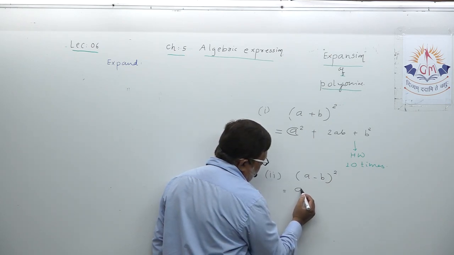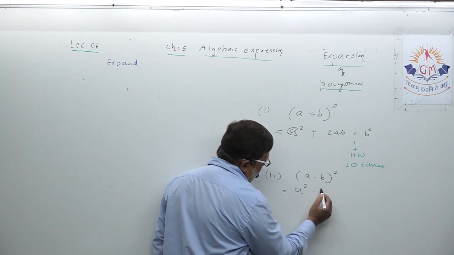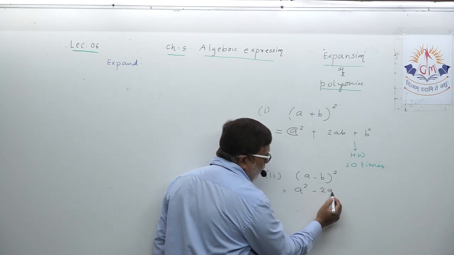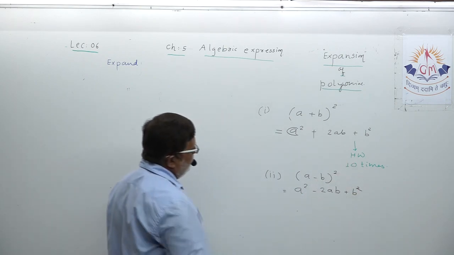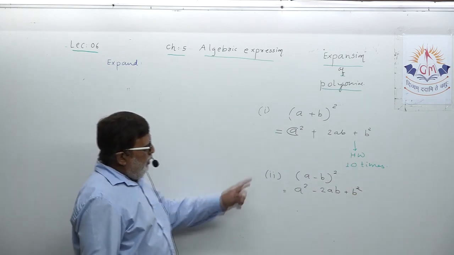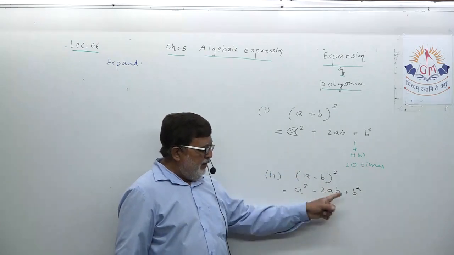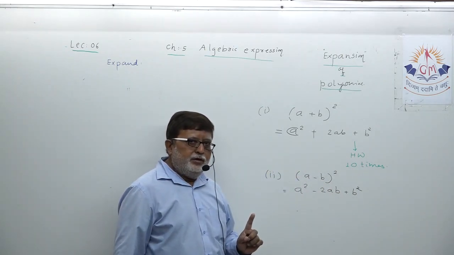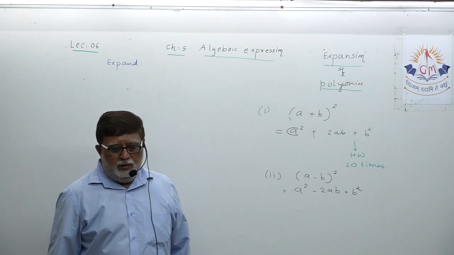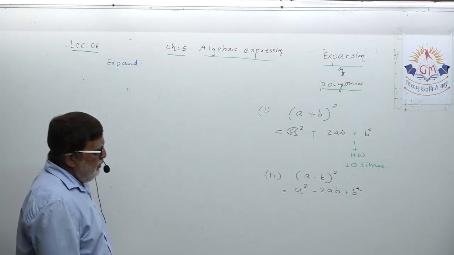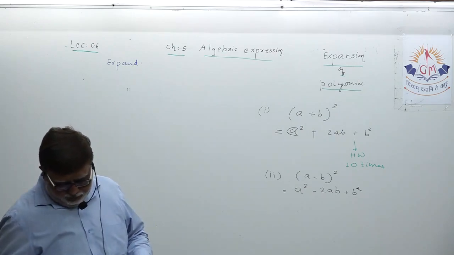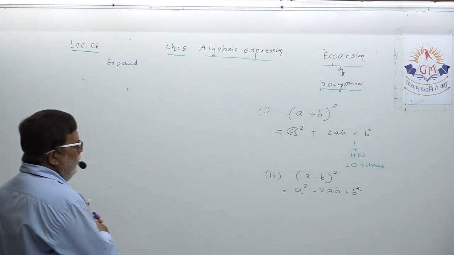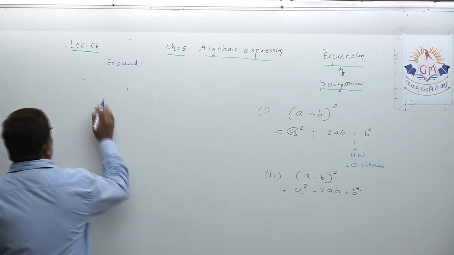Then the final answer will be a square minus 2ab plus b square. Okay, if there is a plus sign here, the last sign can never be negative, remember, at least in such type of expansion. Okay, let me take some other examples.